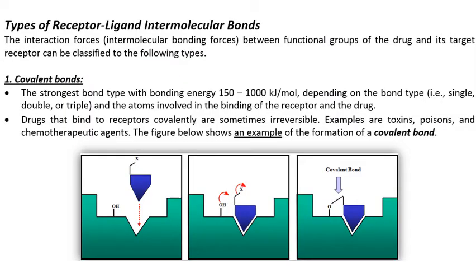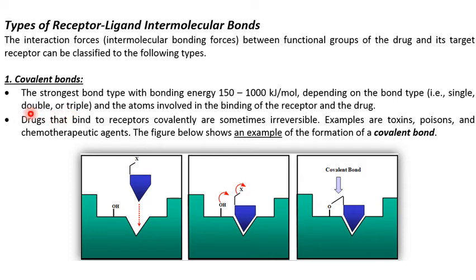Now let's talk about the types of intermolecular bonds that can occur between a ligand and its receptor. The first one is the covalent bond, which is actually not commonly used because if it binds to the receptor, it would be very hard for the ligand to leave the receptor and will produce an antagonist as we described earlier. But it is the strongest kind of bond. The energy it takes to break this bond ranges from 150 to 1000 kilojoules per mole depending on the bond type.